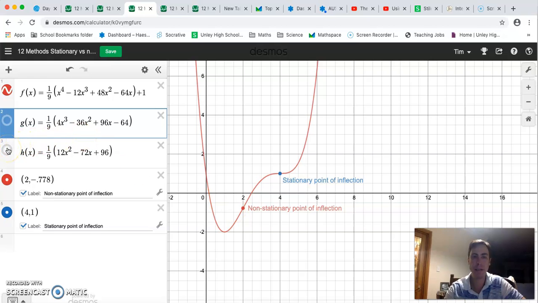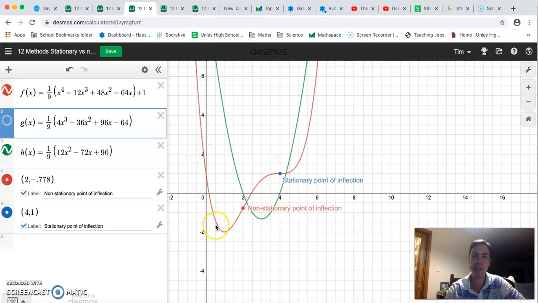Here's the second derivative. The second derivative will equal 0 at both of those points of inflection. So where x equals 2, we get second derivative equals 0. Where x equals 4, we get second derivative equal to 0.